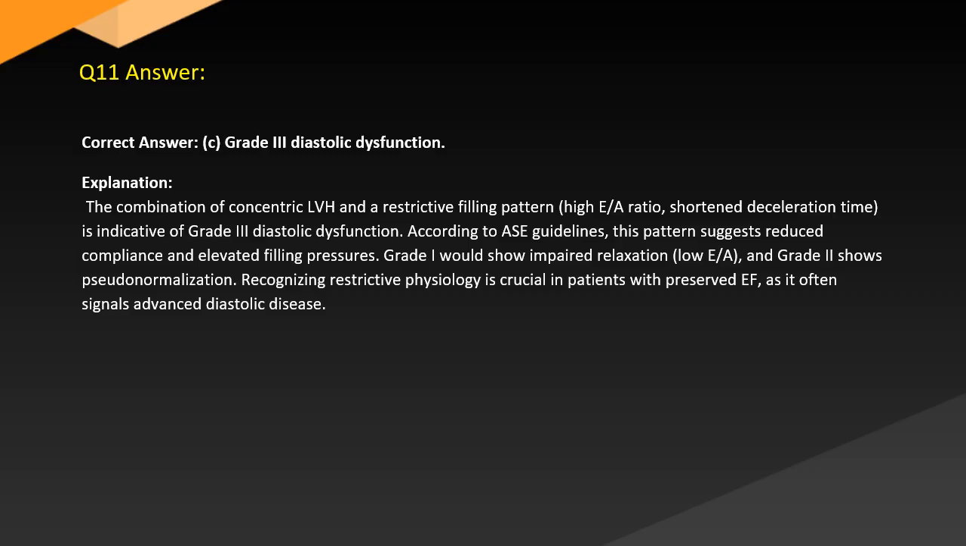Grade I would show impaired relaxation and low E, and grade II would show pseudo-normalization. Restrictive physiology is crucial in patients with preserved EF, as it often signals advanced diastolic disease.